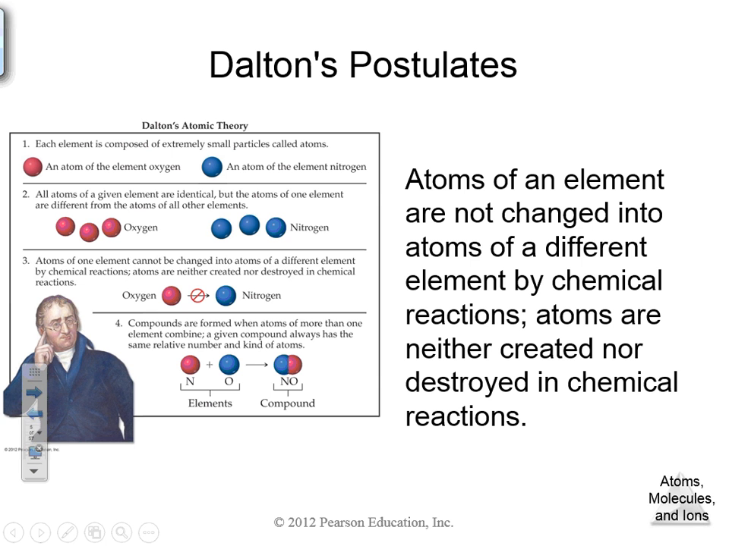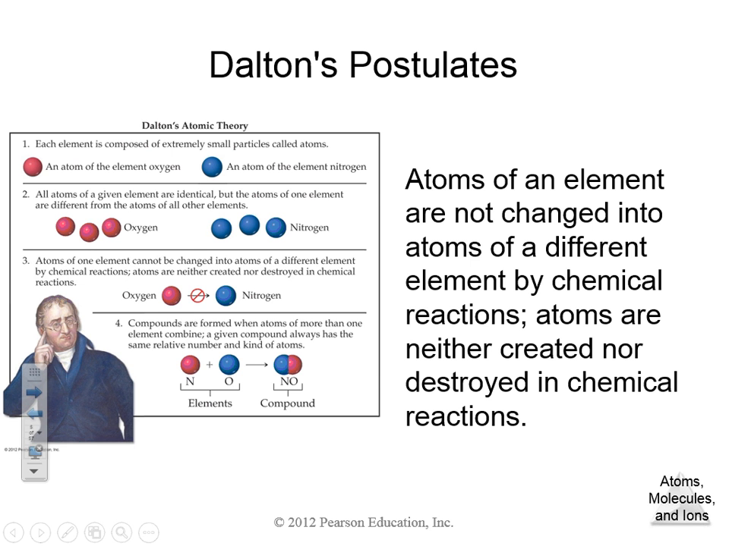Atoms of an element are not changed into atoms of a different element by chemical reactions. Atoms are not created nor destroyed. What that means is I'm not going to change an oxygen atom into an iron atom. That cannot really happen. So atoms are not created nor destroyed. They can only be changed. Actually, atoms really can't change too much, so the atoms are going to stay the same.